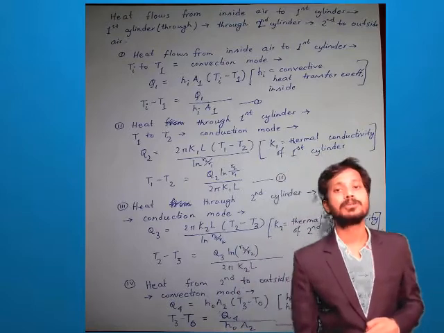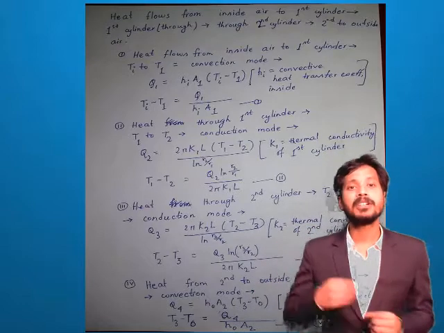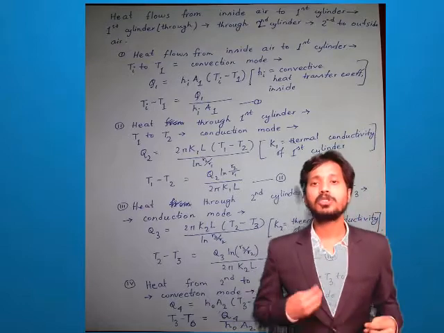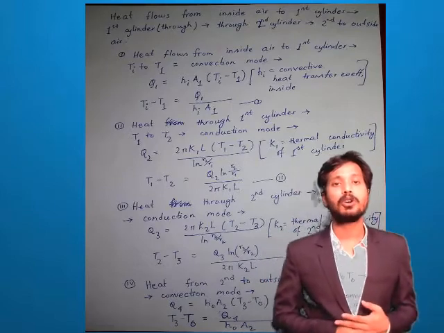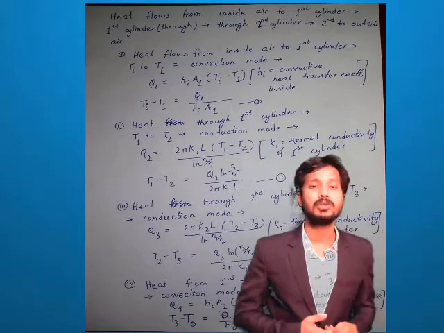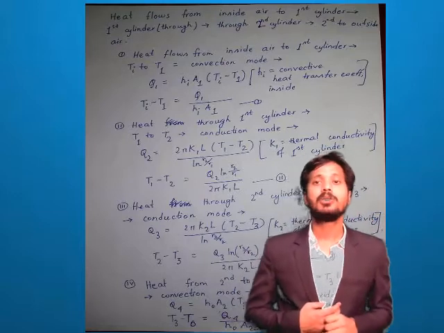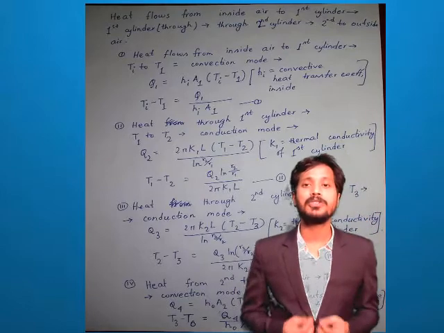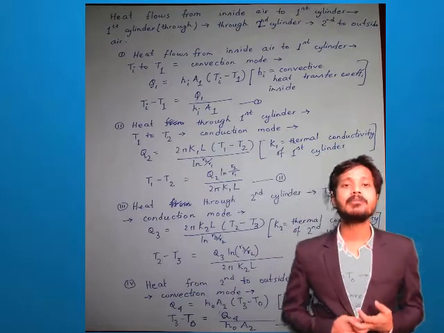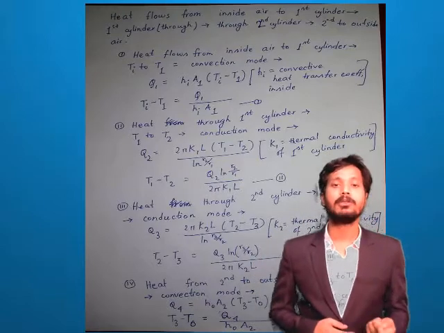So heat flows from inside air to the first cylinder, meaning from Ti to T1. Now tell me, what is the mode of heat transfer? It is convection mode. So in convection mode, the formula of heat transfer is Q1 equals Hi into A1 into (Ti minus T1). What is this Hi? It is the convective heat transfer coefficient inside. And Ti minus T1 we can write as Q1 divided by Hi into A1.